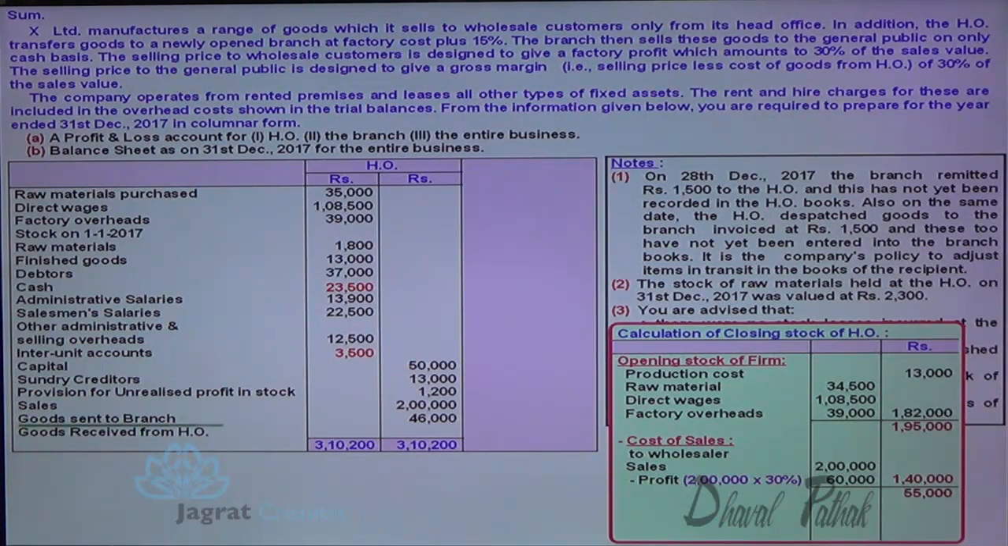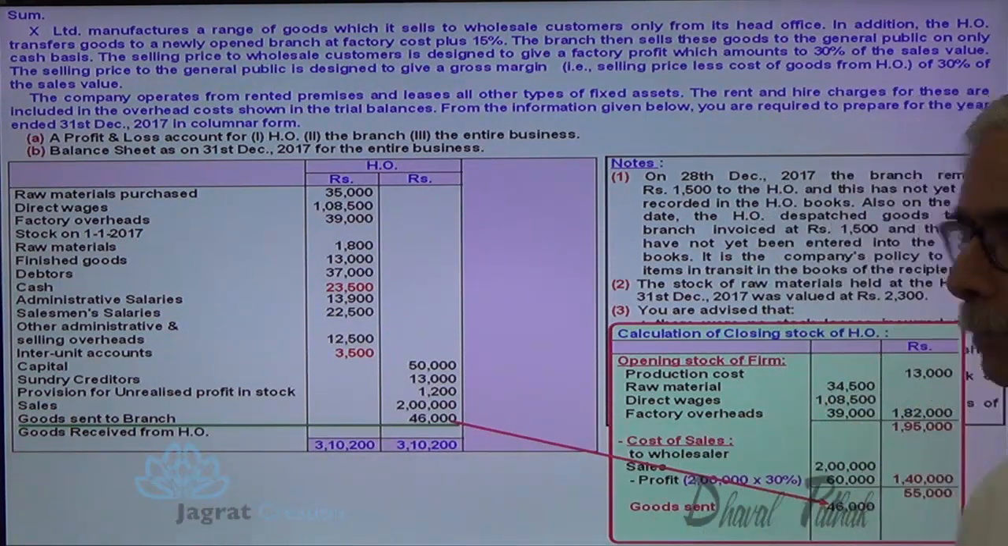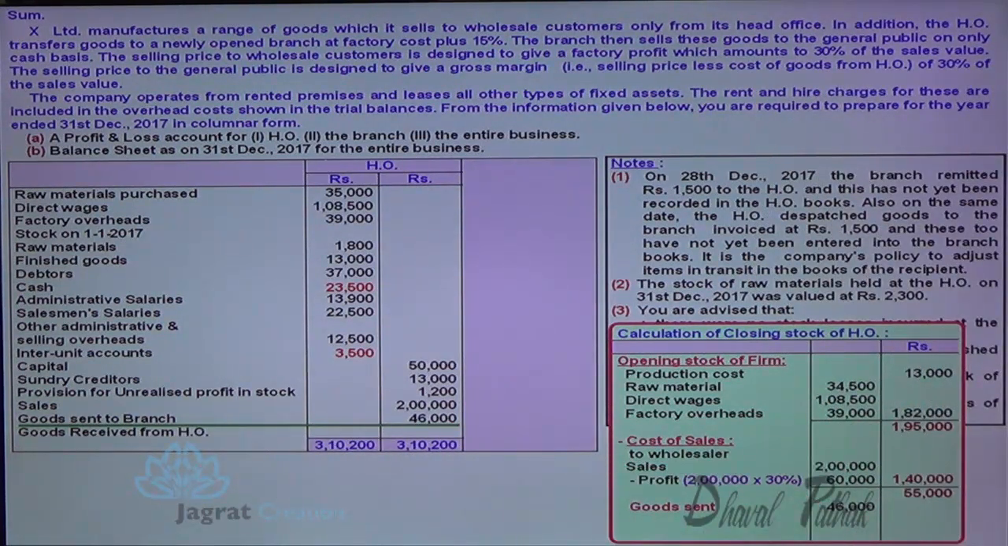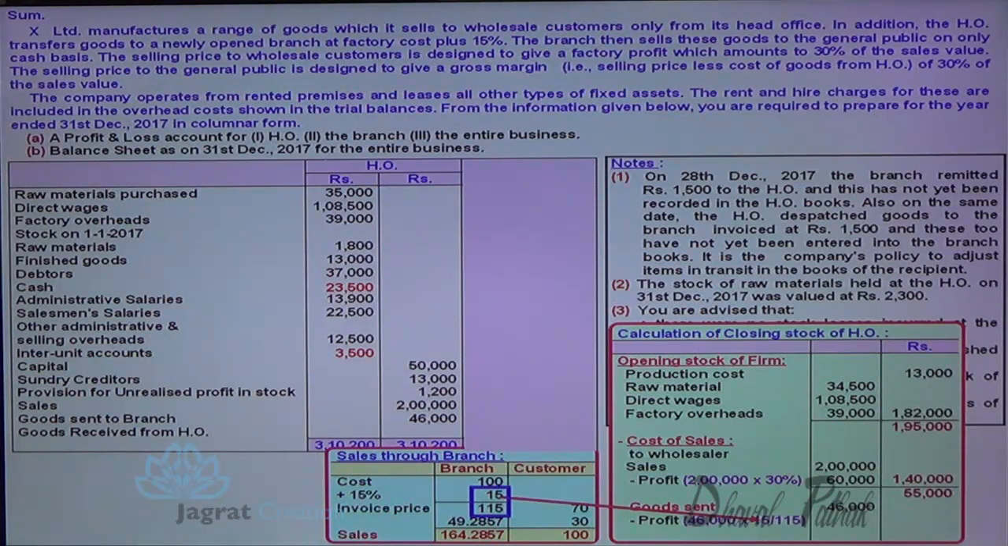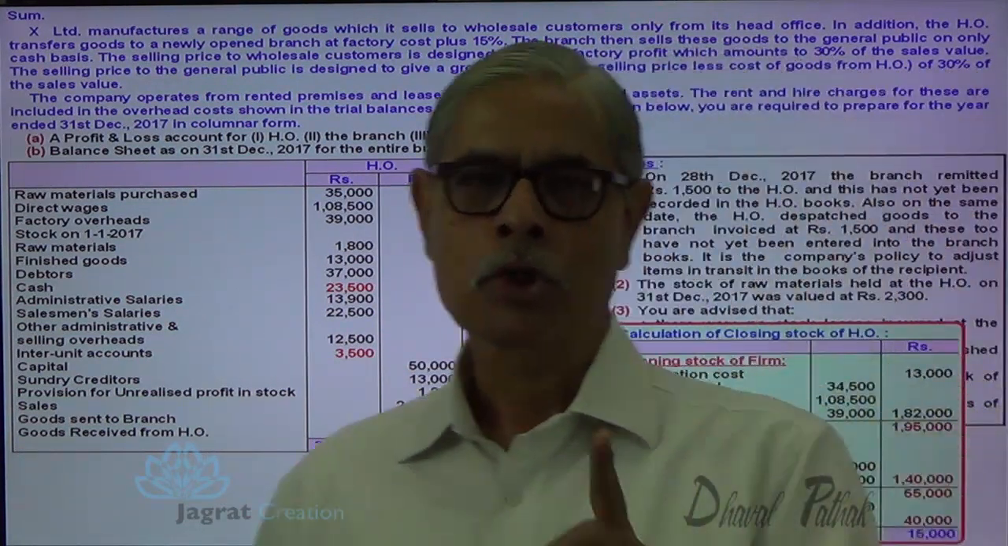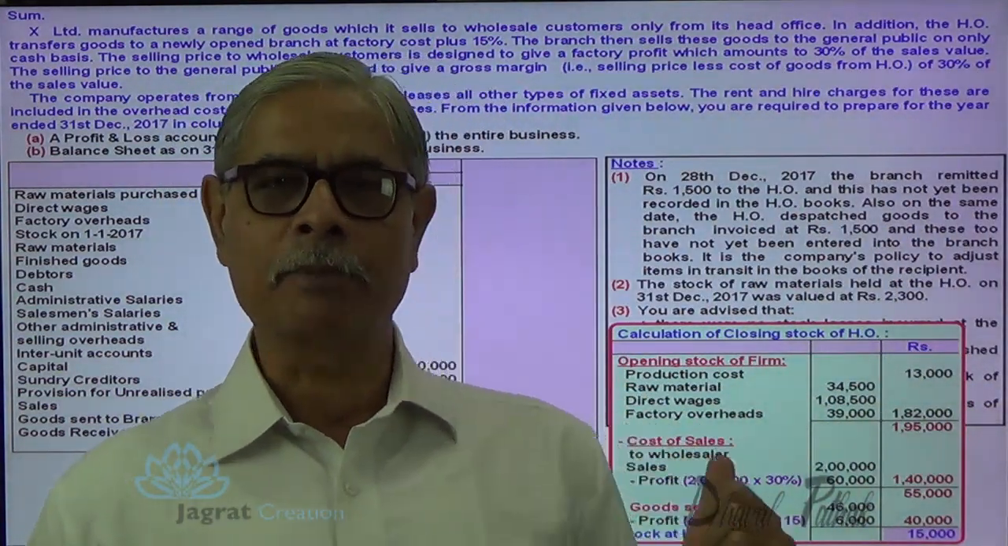Now cost of goods sent to branch. So total goods sent to the branch 46,000. Now to find out its cost, 15% profit element is to be removed. So 46,000 into 15 upon 115 is the profit element in 46,000, that is 6,000. So cost of goods sent to branch is 40,000. Closing stock at HO 55,000 minus 40,000, that works out to be 15,000. This is how stock at HO at the end of the year is worked out.